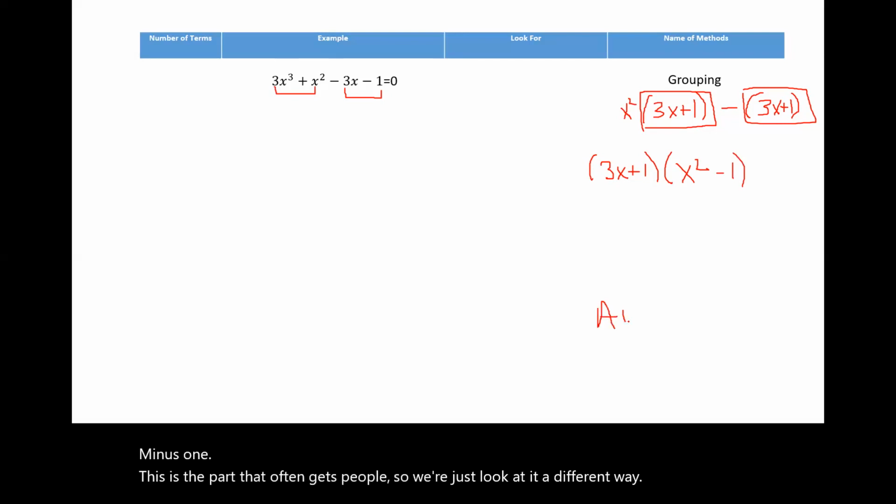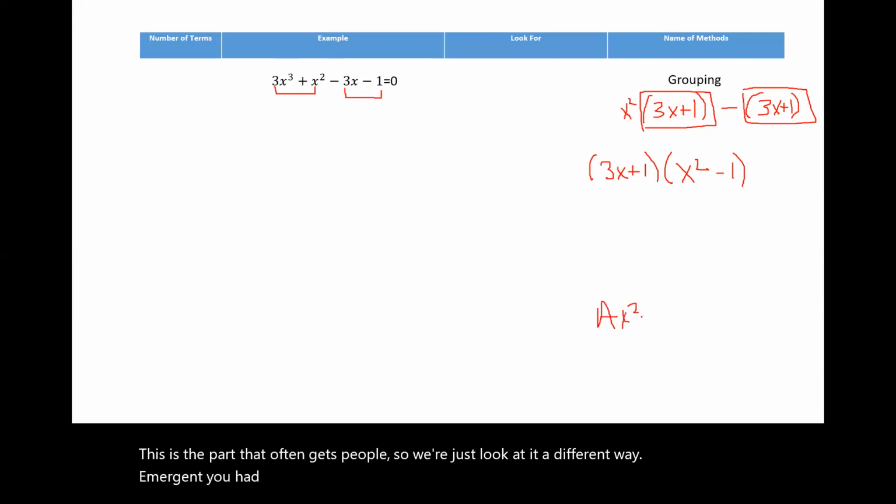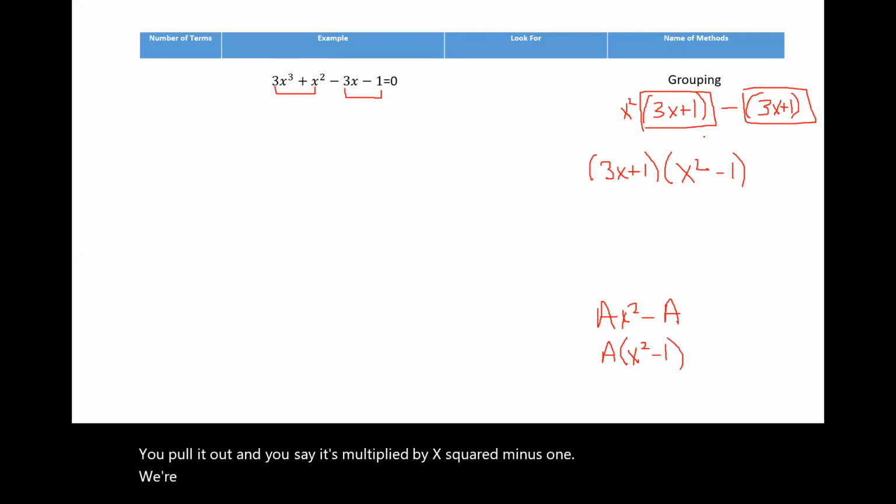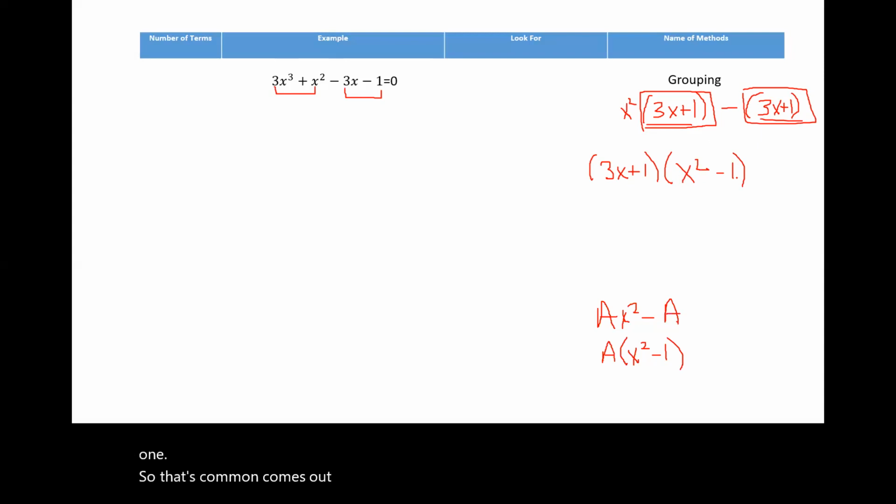Imagine you had ax squared minus a. You would say you've got a common factor of a, you'd pull it out, and you'd say it's multiplied by x squared minus 1. We're doing the exact same thing up here. The only difference is instead of a, I have 3x plus 1. So that's common, comes out front, multiplied by x squared minus 1.